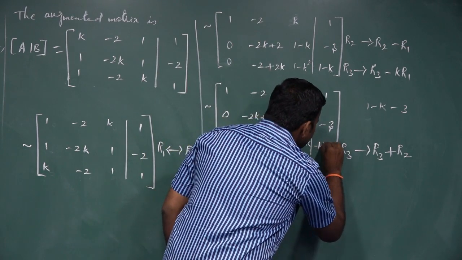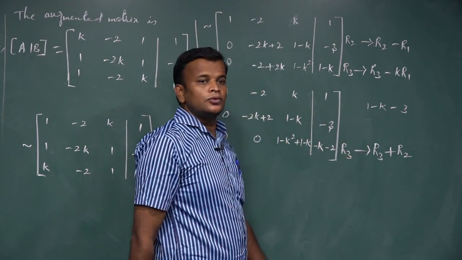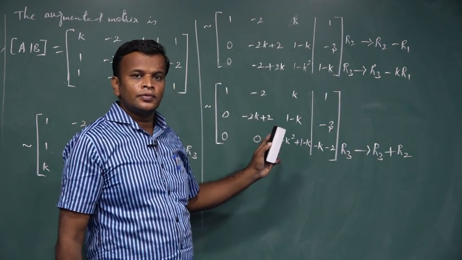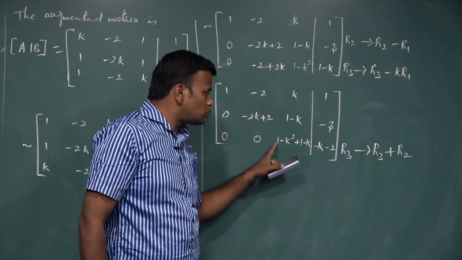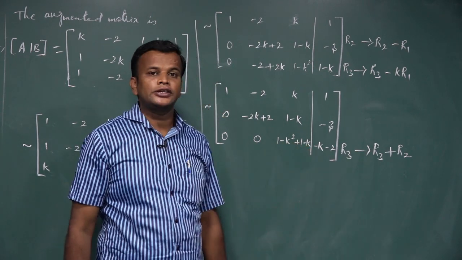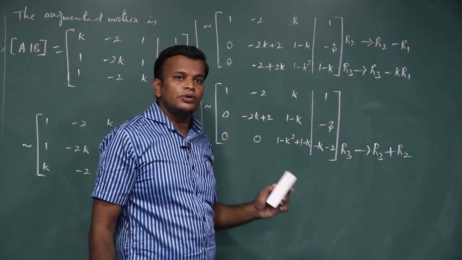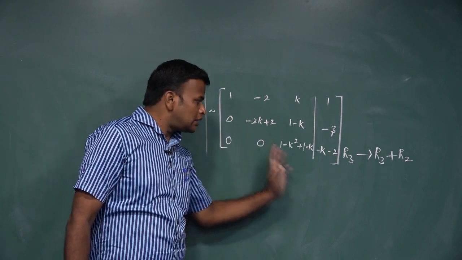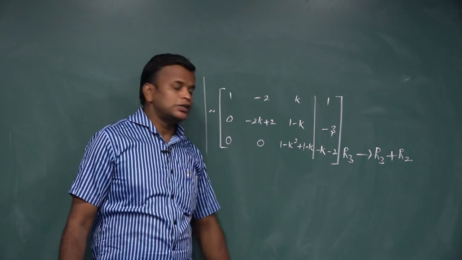Minus k. Okay, 1 minus 3 is minus 2. So now we see it is in echelon form. But some simplification is necessary because of 1 minus k square plus 1 minus k. Some simplification is important, so we write the simplification. It is in echelon form, but simplification is needed: 1 minus k square plus 1 minus k.